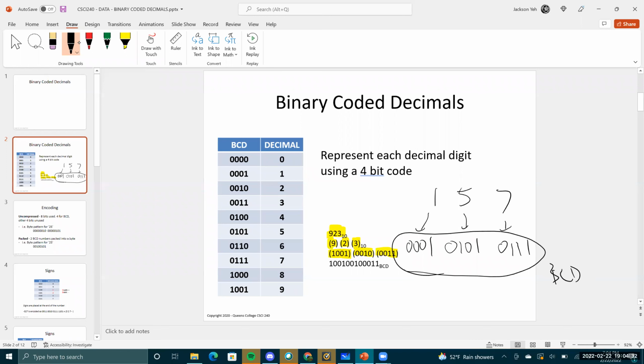All right? So in a nutshell, that's what BCD is. It's not a number base. All it's doing is looking at a decimal number, and it's encoding each digit of that decimal number. All right? So let's take a look at some of the other properties of BCD.